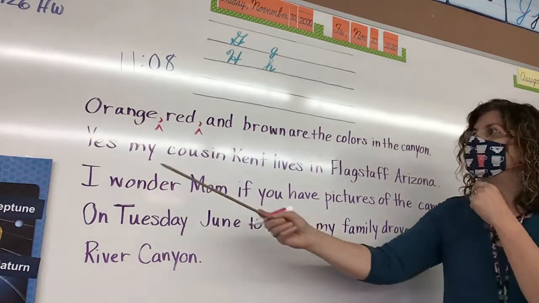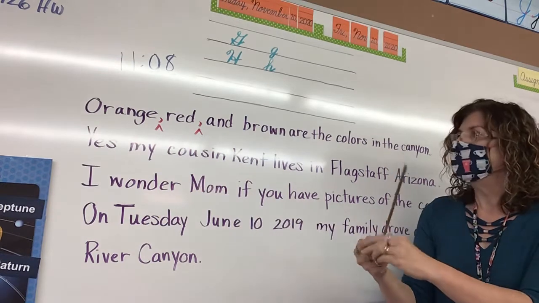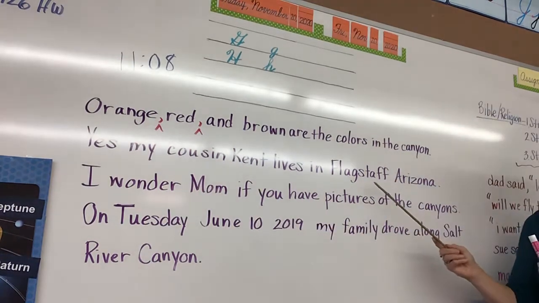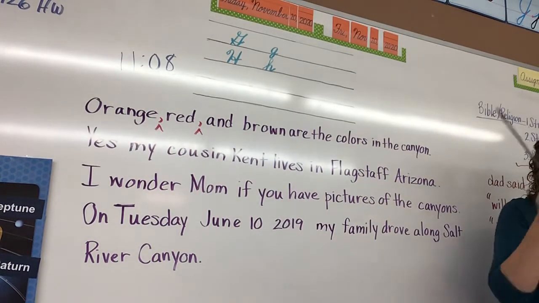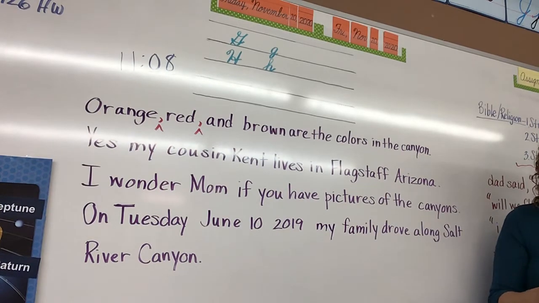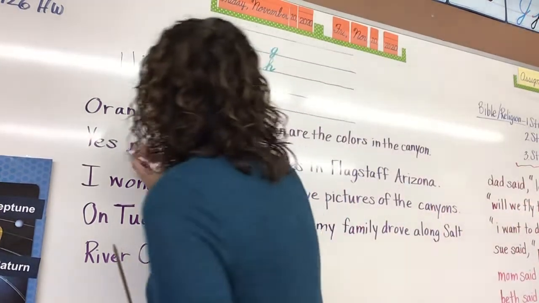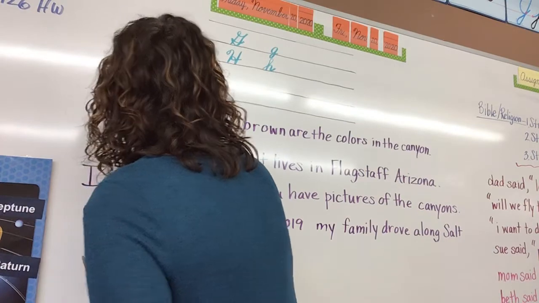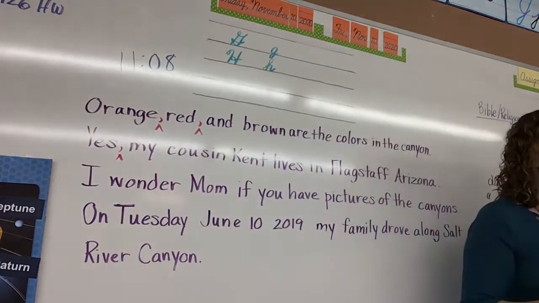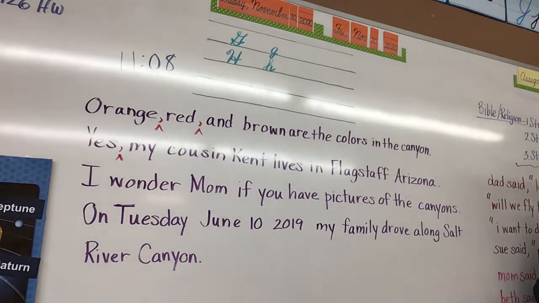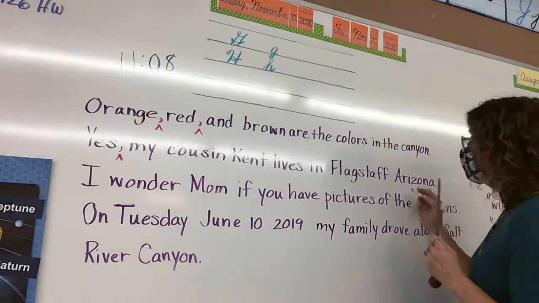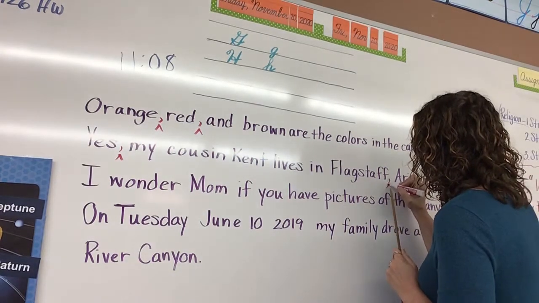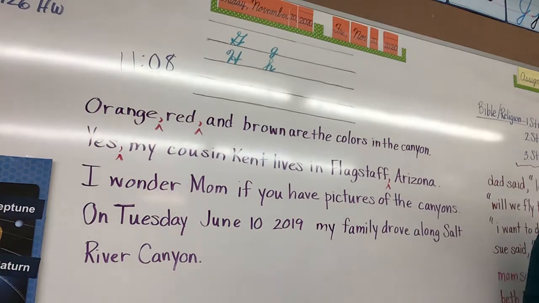All right. Next sentence. Read it with me. Yes, my cousin Ken lives in Flagstaff, Arizona. Where's the first one going to go? After yes. After yes. Yes or no at the beginning of a sentence. Where's the next one going to go? Page? After Flagstaff. Very good. After Flagstaff. Why? Because it's separating the city and a state. Very good. A city from a state.